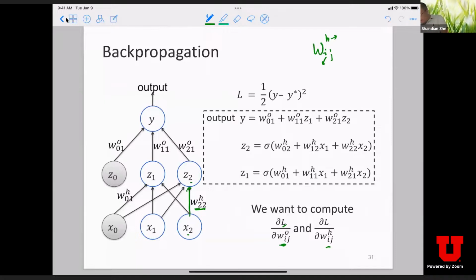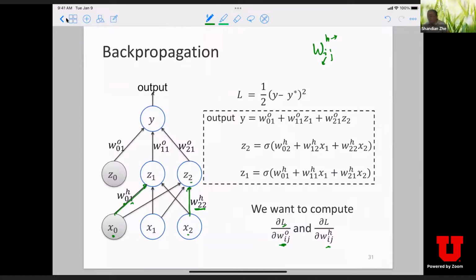Like this one, the weight is on this edge. Again, this edge points to the hidden layer, so the superscript is still h. The source node index is 0, x0, and the target node index is 1. So this edge weight is denoted by W_01^h.